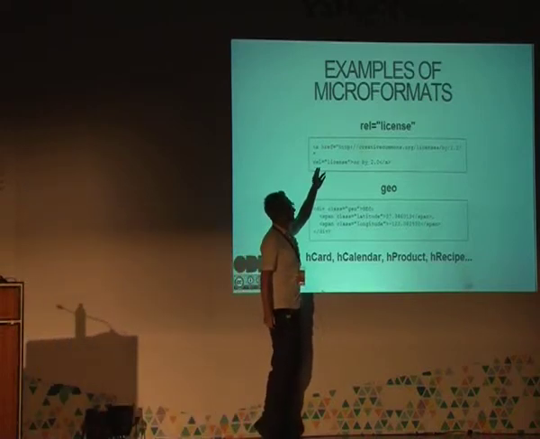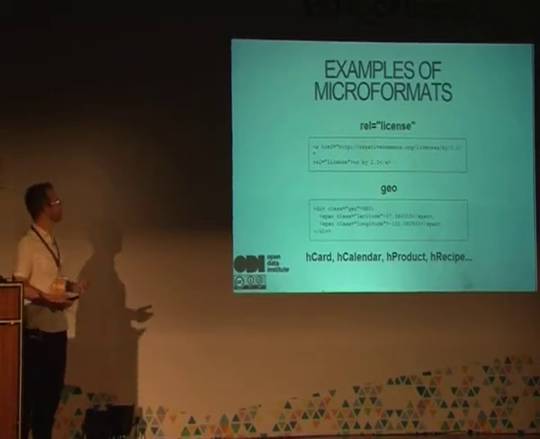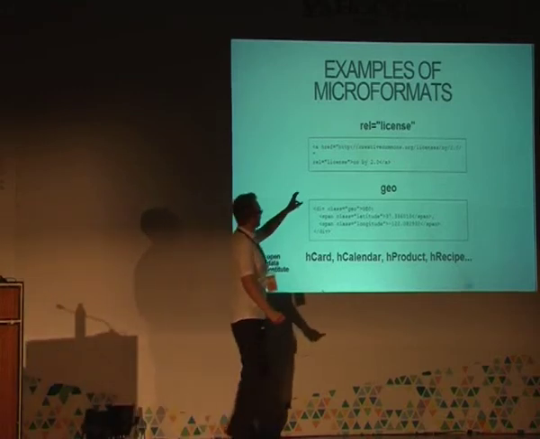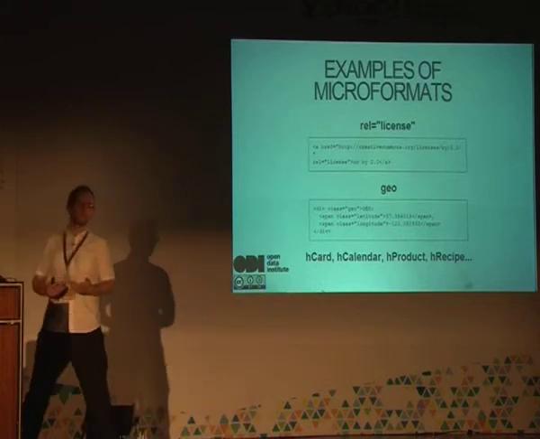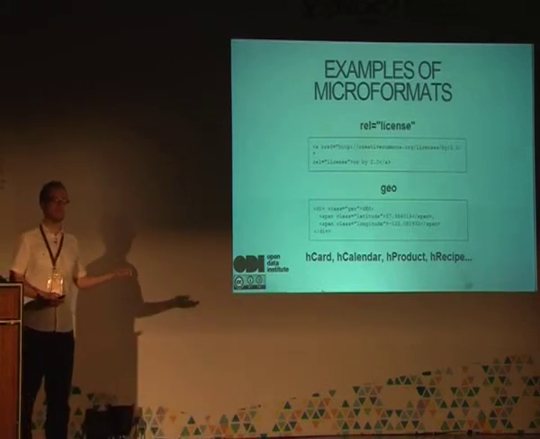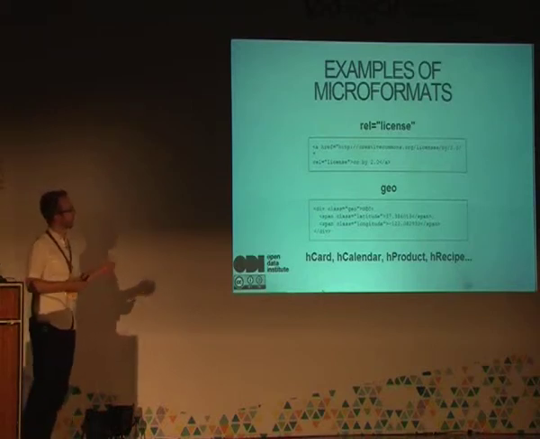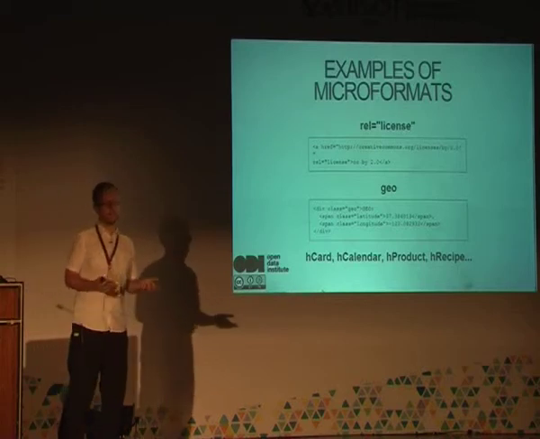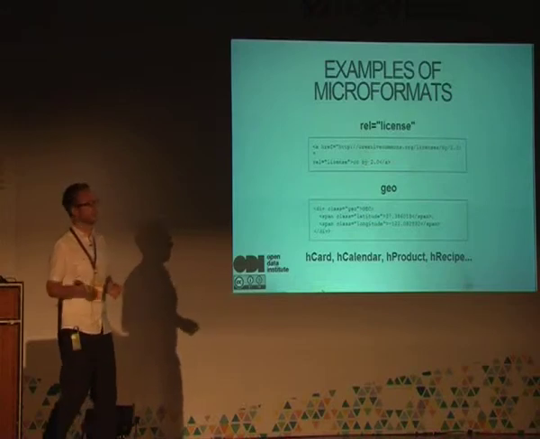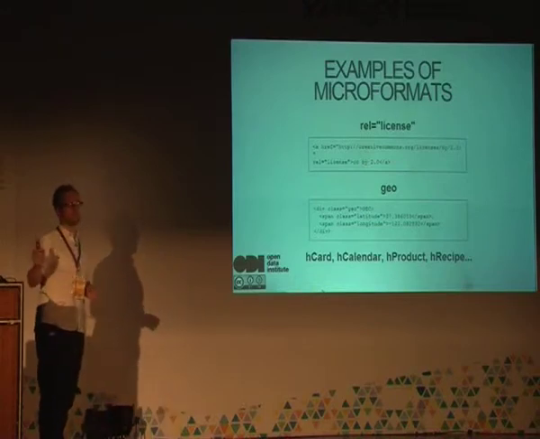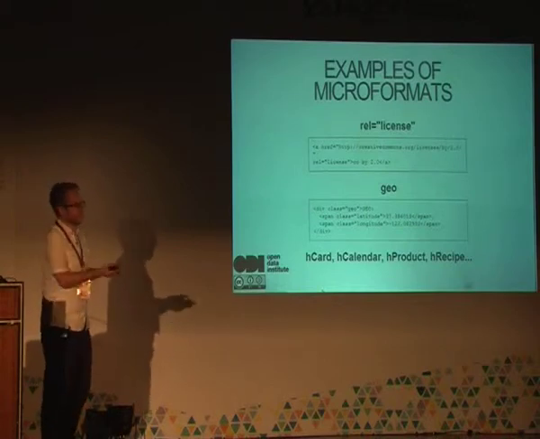Here, this is just the rel license microformat. This basically says, if you embed a link to a particular page, and you use this rel equals license, then that's your way of indicating how the content on the page that includes this link is actually licensed. So if you have an HTML page with that link in it, that says this document is licensed under a Creative Commons Attribution 2.0 license, which I'll talk more about later.